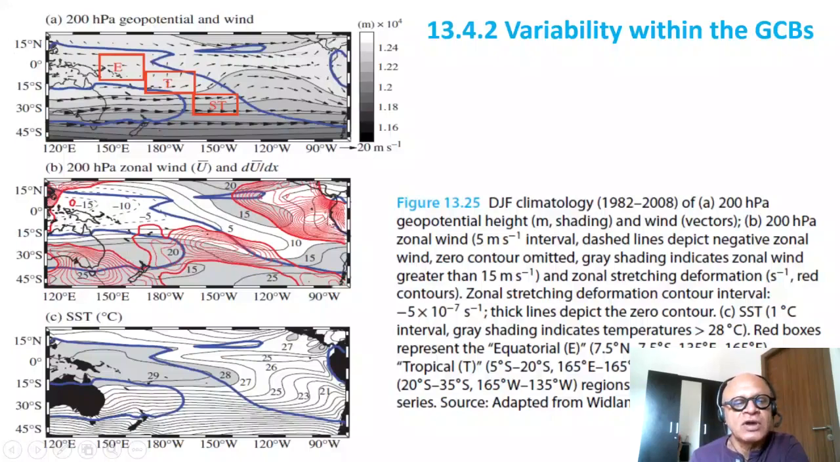For zonal winds, you have the core of the trade winds with the du-bar/dx terms being shown here. Those are contour intervals, so you have negative stretching here and positive stretching here. So du-bar/dx is positive, du-bar/dx is negative. We're only worrying about longitudinal stretching. Okay, so warm water kind of coincides with the SPCZ, but you know that that's not the complete story, as we have talked about before.